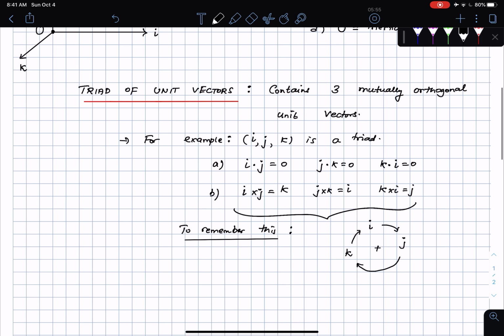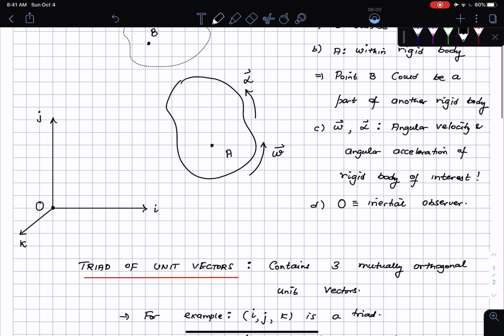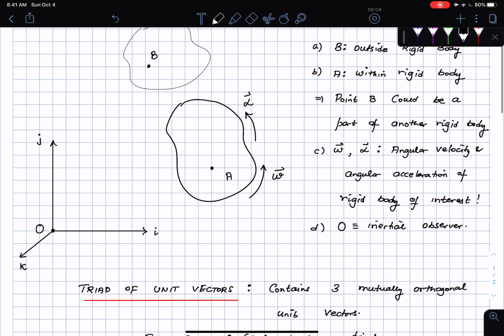So the triad has been defined. Any three mutually orthogonal unit vectors will be a triad. Typically, if you are performing general planar motion, one of the unit vectors is going to be into or out of the page. In this case, the vector k is out of the page. Now I'm going to take this body A, and then I'm going to take a set of three mutually perpendicular directions and just stick it onto this body.